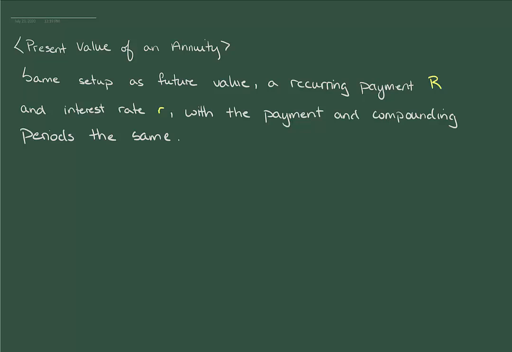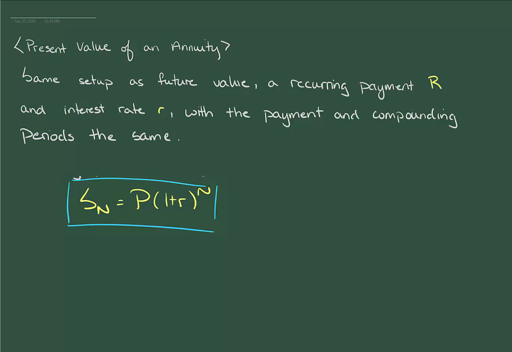Now we're going to look at the present value of an annuity. We'll keep the same basic setup as the future value. So we have a recurring payment of big R, an interest rate of little r, and coinciding payment and compounding periods. Now first recall that with the simple compounding interest, P was the present value and S was the future value.